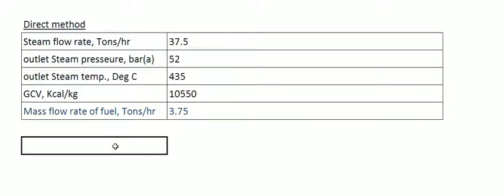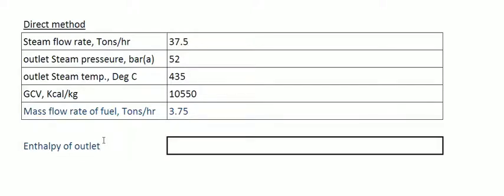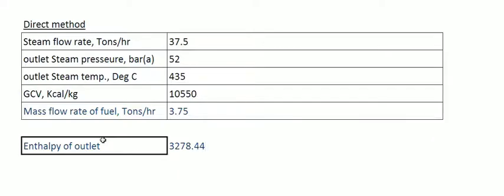And then the enthalpy of the steam we want to find out. Enthalpy of outlet steam is 3278.44. From the steam table we can get it. It is superheated steam, so with this pressure and this temperature, it will come out. It is in kilojoule per kg, and that is important.